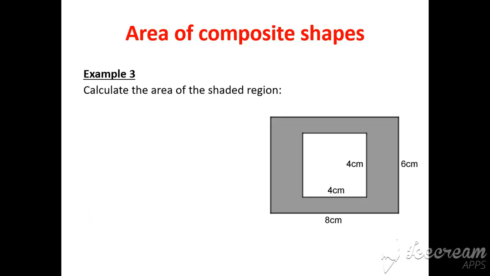Right, we'll finish off with this problem. Calculate the area of the shaded region. So what we've got is a big rectangle and a small rectangle. The small rectangle, we've sort of cut a bit out and taken it away, and we've shaded the rest in.